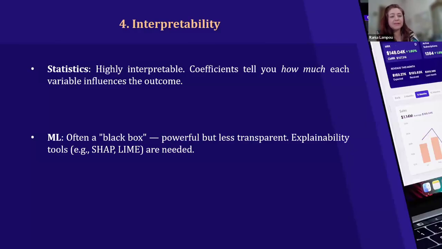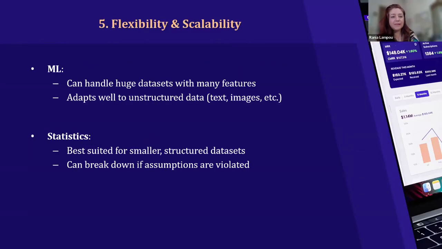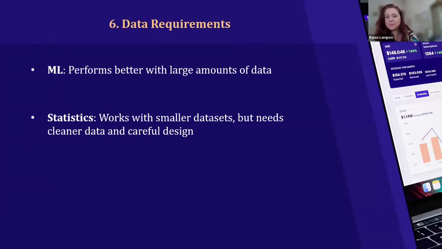In terms of interpretability, statistics is highly interpretable because coefficients can tell you how much each variable influences the outcome. On the other hand, machine learning, it's what I mentioned before, the black box, which is powerful but less transparent, so explainability tools definitely are needed. In terms of flexibility, statistics is best suited for small structured data sets. It can break down if assumptions are violated, but machine learning can handle large data sets with many features, and it can adapt well to unstructured data. In terms of data requirements, statistics works with a smaller data set, but needs cleaner data and careful design. On the other hand, machine learning performs better with large amounts of data.